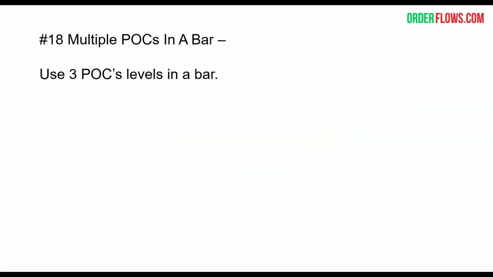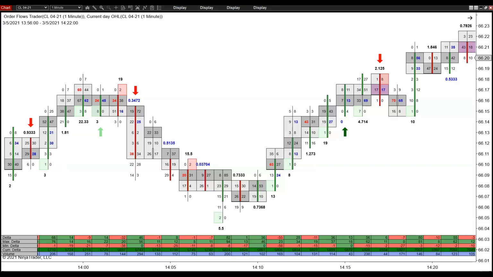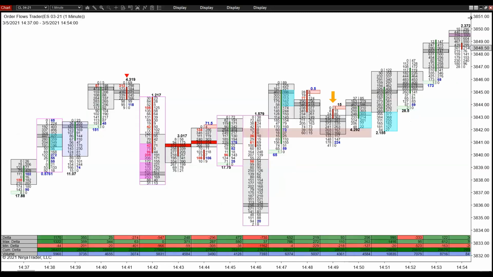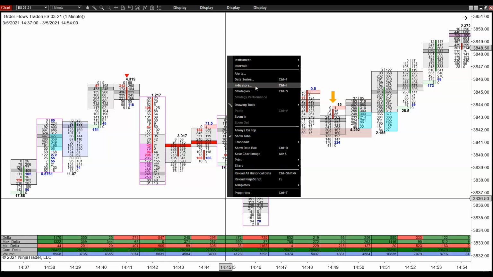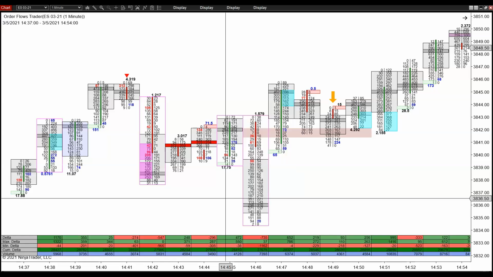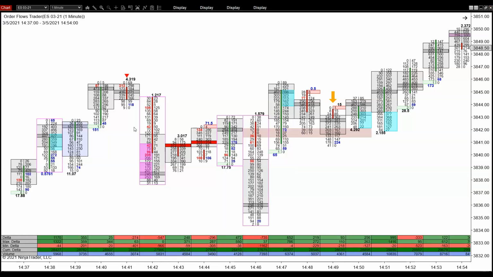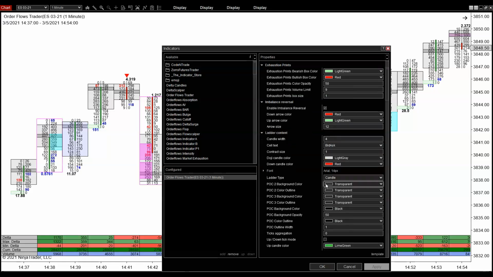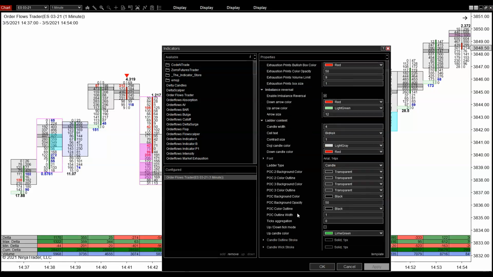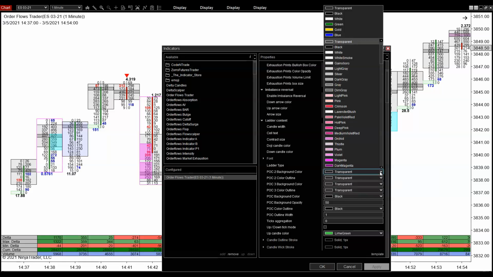The last thing I'll talk about is POCs in a bar. One of the things that we've always had in our software was being able to put more than one POC in a bar. Basically what that means is bars can have more POCs, right? It doesn't always have to be your main POC. The POC is the level with the most volume, but a second POC means the second most volume.